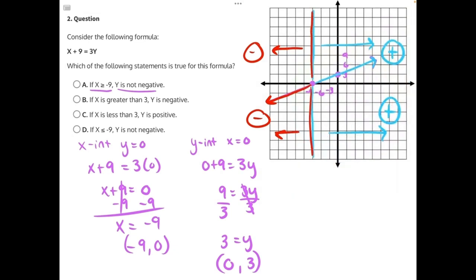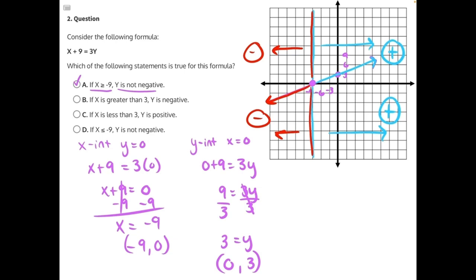Let's start with answer choice A. If x is greater than or equal to negative 9, y is not negative. Our negative 9 point is right here. And we're talking about x being greater than, so we're going to the right, and that puts us in the positive territory. Y is not negative could also mean y is positive, so this is a true statement, making A our correct answer. But just to be sure, let's go through the rest of our answer choices.